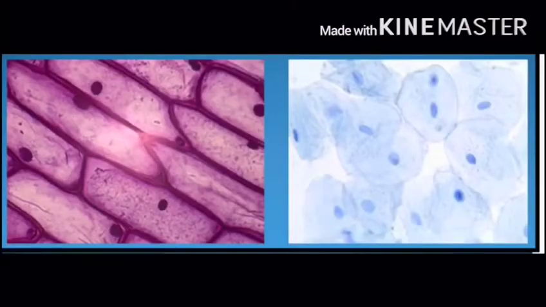Here you can see a slide of onion cells and cheek cells. In this slide you can see a group of onion cells and a group of cheek cells. We can call these onion tissue and cheek tissue. Here you can see many onion cells and many cheek cells. They group together to form cheek tissue as well as onion tissue.